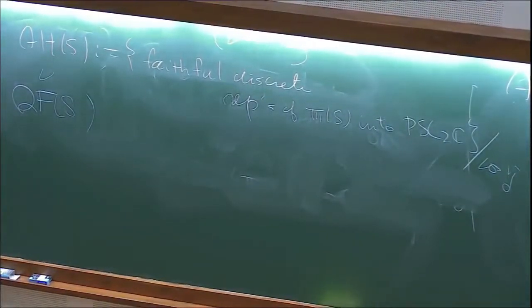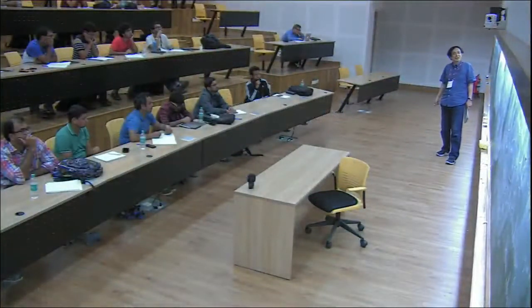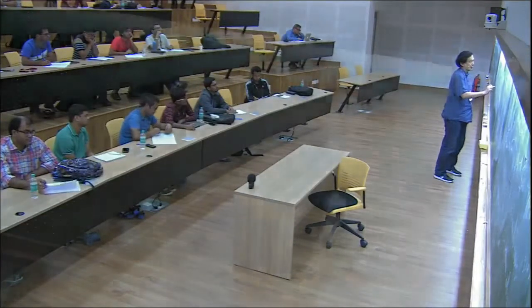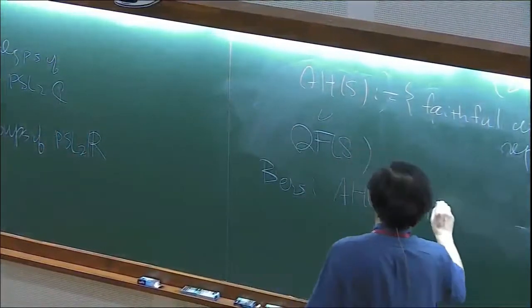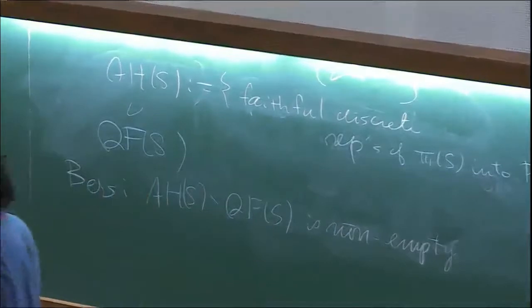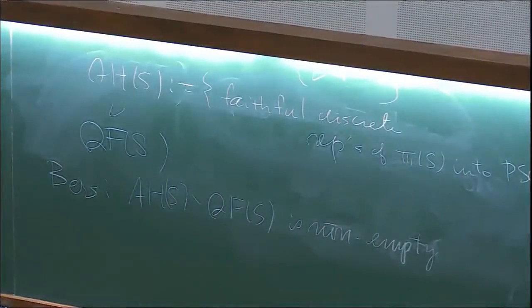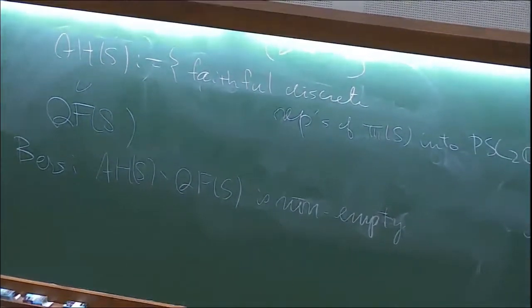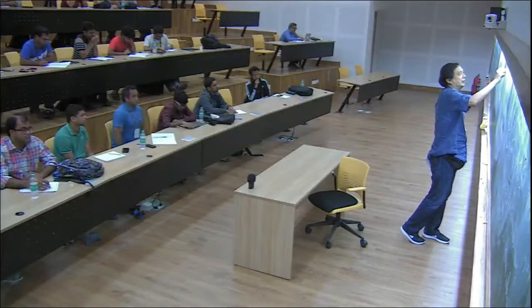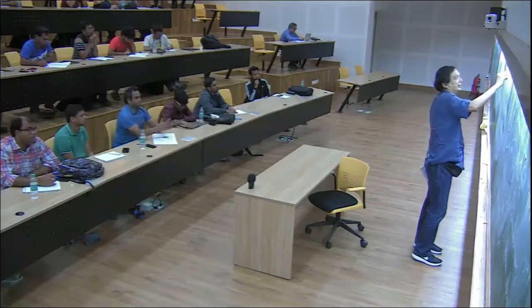Okay. So the fact is that AH of S is really larger than QF of S. That was first proved by Bers. So the complement of QF of S in AH of S is nonempty. Actually he constructed something called a B group. B stands for boundary, not Bers. He defined something called a B group, and that's not contained in QF of S, but it's contained in AH of S. And now we know this theorem, what's called the density theorem.